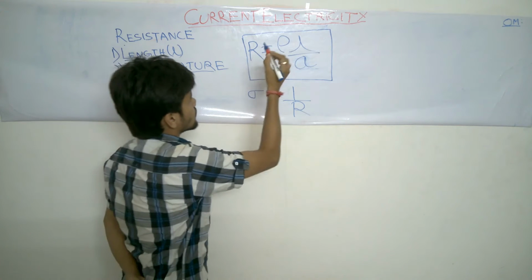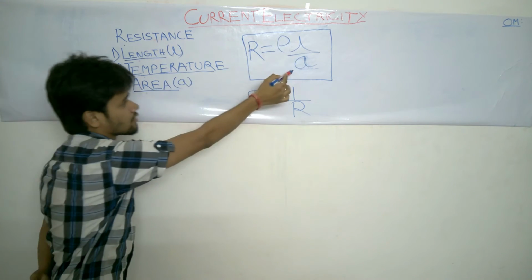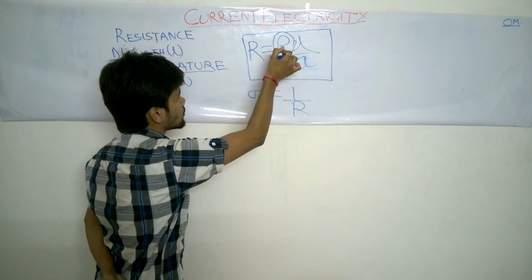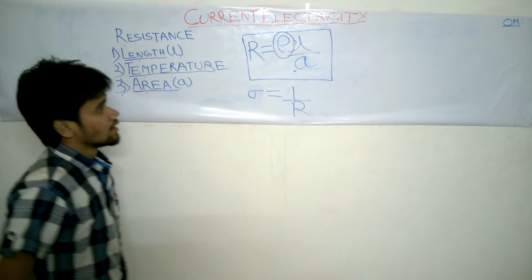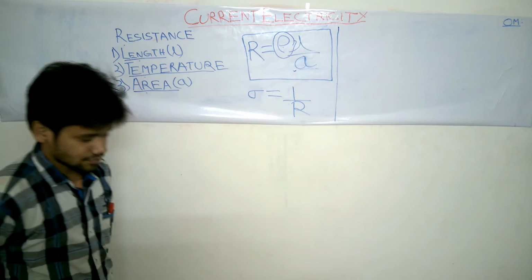So now resistance is directly proportional to the length and inversely proportional to the area of cross section. Now we need a proportionality constant, which is called rho. Now rho is known as the resistivity of the material. So now we'll further move on. We have two more concepts here.